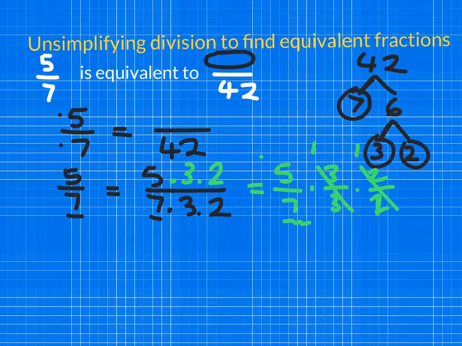So our final answer will be 5/7 is equivalent to 5 times 3, which is 15, 15 times 2, which is 30, over 42.